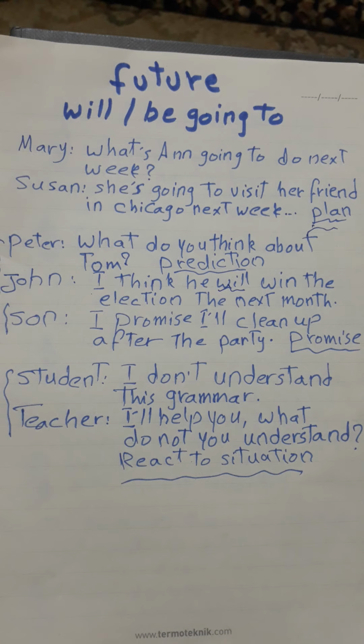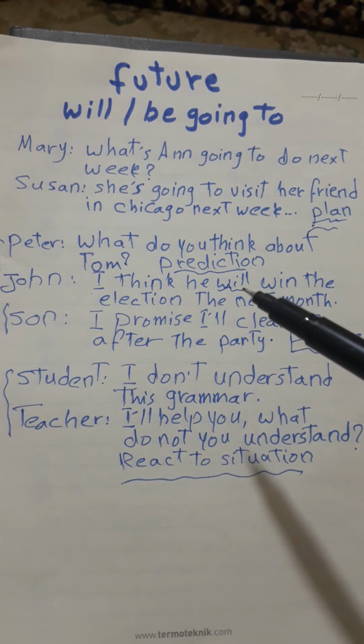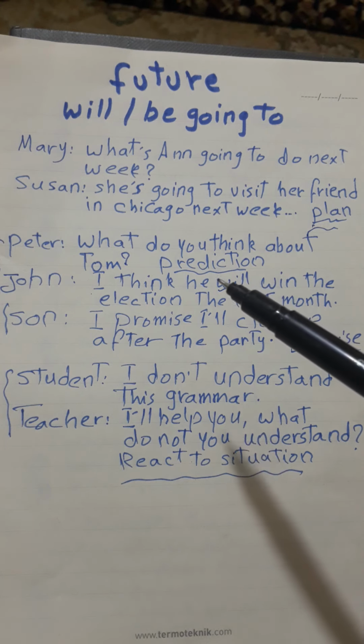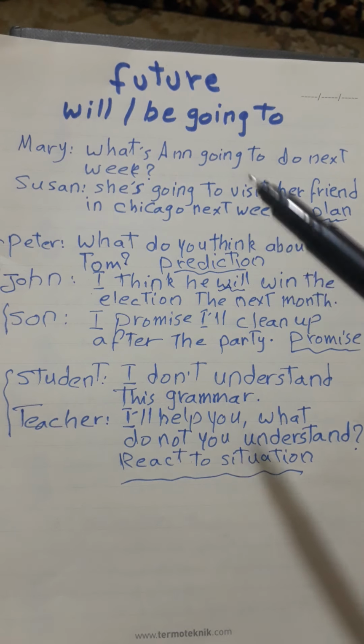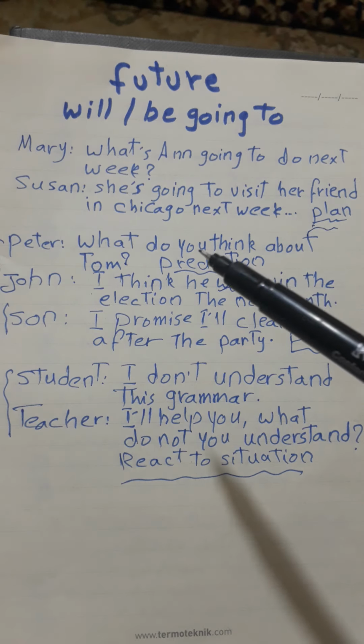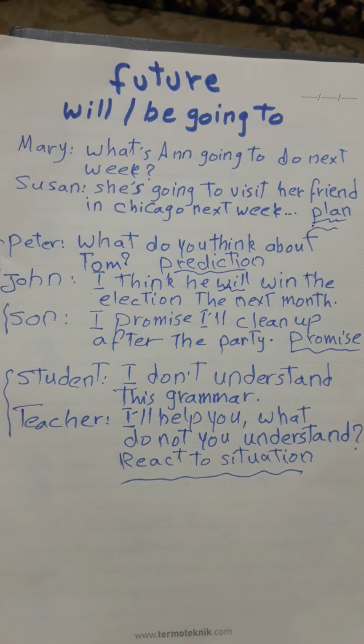Let us come to another example. What do you think about Tom? I think he will win the election next month. He will win. Do you see? Why has John used will? Why hasn't he used be going to? Why hasn't he said he is going to win? Because here we have a prediction. Something will happen, but it hasn't an already made arrangement. It hasn't been arranged before. Just a prediction, just telling something. And this is the difference between a plan and a prediction. A plan is an already made arrangement. A prediction is without any kind of arrangement.